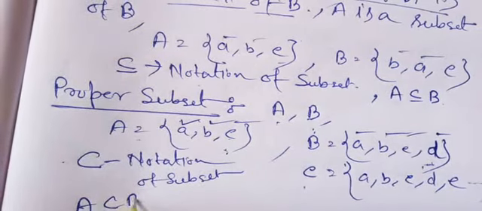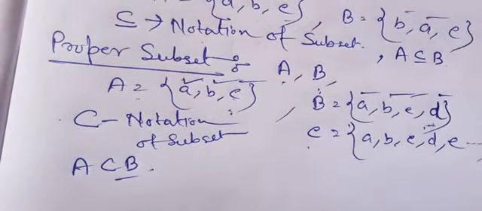And we can write that A is a subset of B. A is a subset of B. Clear?